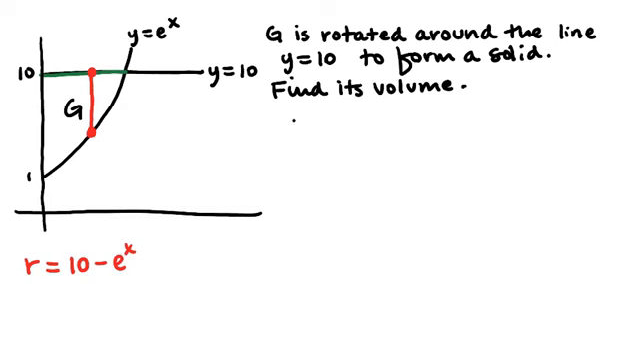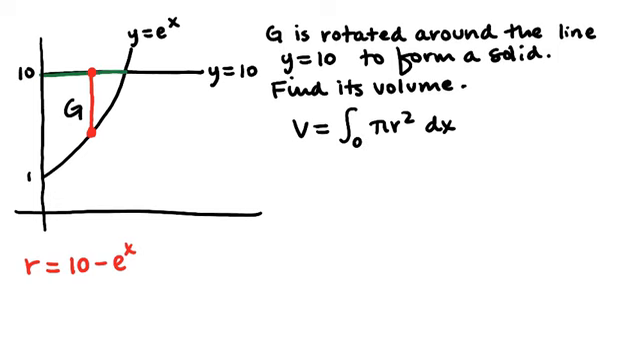We know that with disks, volume is equal to the integral of pi r squared. Okay, these representative rectangles or slices are sitting vertically, or they run along a horizontal axis, however you want to think about it. So I'm going to need to integrate with respect to x. And we're going to go from x equals 0 to, oh, this is interesting.